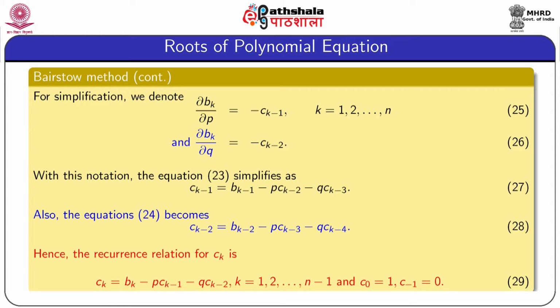Hence, the final recurrence relation for ck is ck equal to bk minus p into c_{k-1} minus q into c_{k-2}. This is true for all k equal to 1 to n minus 1, and it is assumed that c0 equal to 1 and c_{-1} equal to 0. Thus, this equation gives all the values of c's.